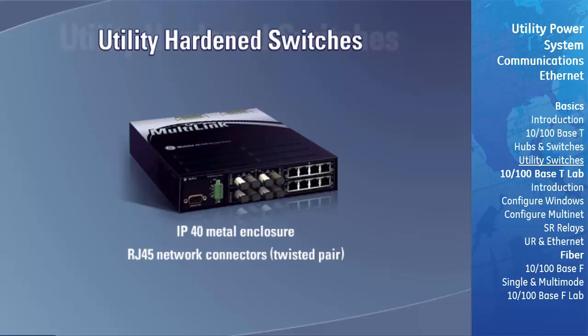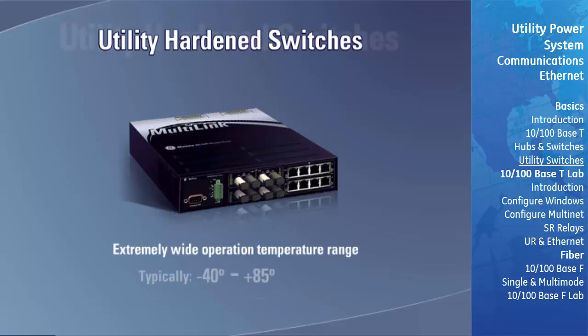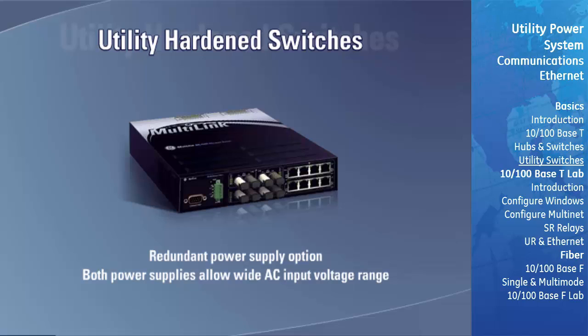RJ45 network connectors are used for twisted pair, and ST and/or SC connectors are used for 10 and 100 megabit fiber. A Form C fail-safe dry contact output is also incorporated. The switch will have an extremely wide operational temperature range. The switch will also have a redundant power supply option, and both power supplies will allow a wide AC input voltage range, typically between 100 to 240 volts AC, in addition to options to support 125 volts DC and 48 volt DC supply voltages.